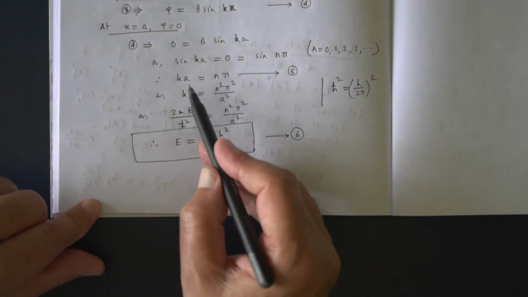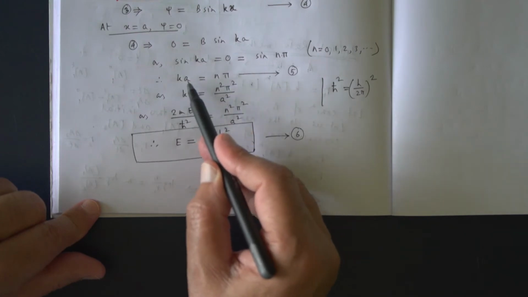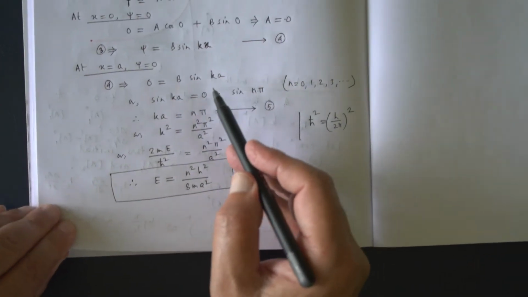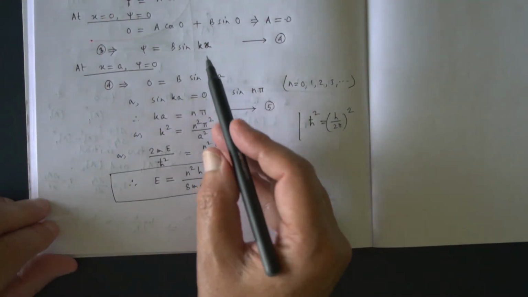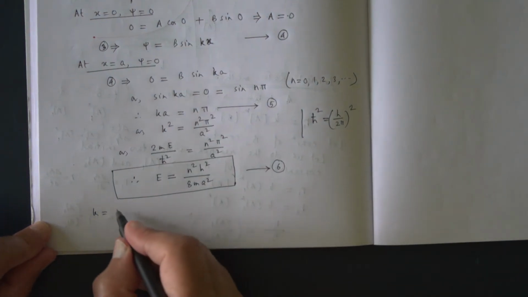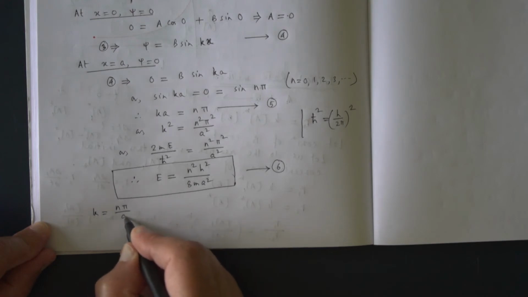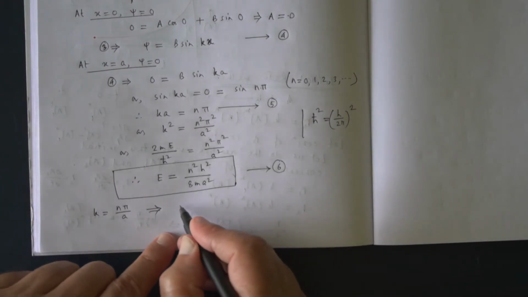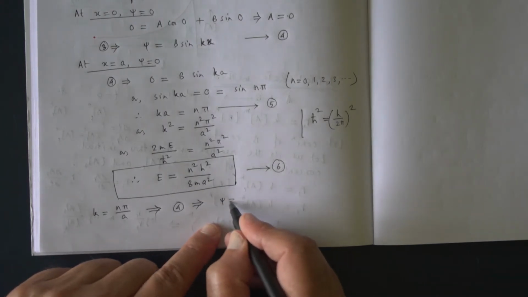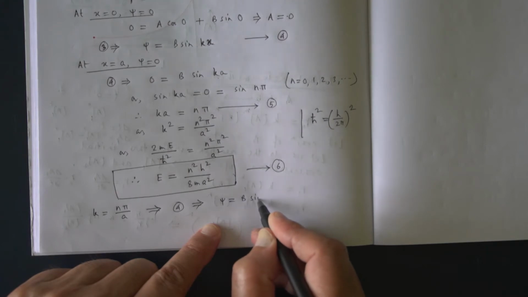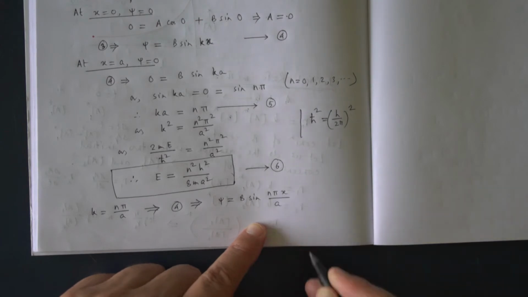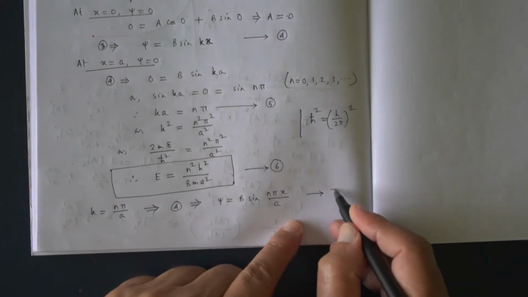Now we have seen that k equal to n pi by a. So if we put k equal to n pi by a, then from 4 what do we get? Psi equal to b sin n pi x by a. So this is 7.